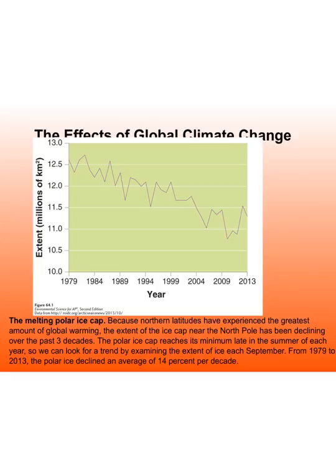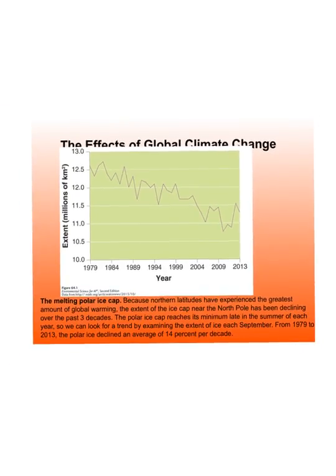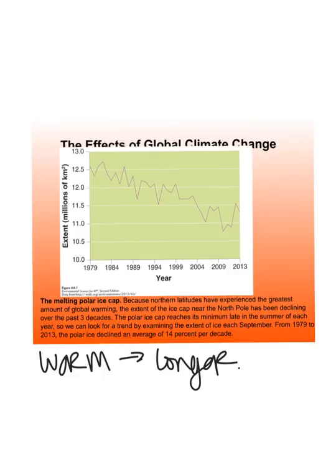Okay, so these are polar ice caps melting. Because northern latitudes have experienced the greatest amount of global warming, the extent of ice cap near the North Pole has been declining over the last 3 decades. The polar ice cap is kind of cyclical, right? It reaches a minimum in late summer of each year. But just keep in mind now that the spring and summer are lasting longer. So the warm seasons are longer in duration now because they're starting earlier and ending later.